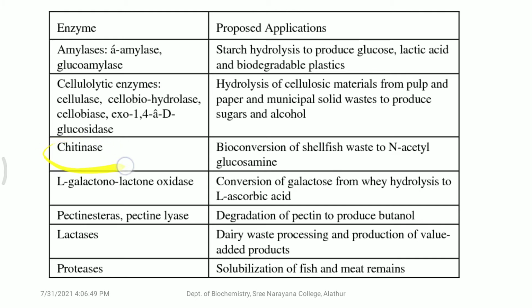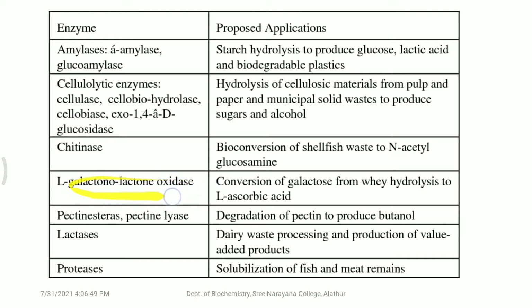Chitinase, an enzyme that can break down chitin, is used for the conversion of shellfish waste to N-acetyl glucosamine. You know, shellfishes are actually animals living in water. Their shells are made up of this polymer of N-acetyl glucosamine. It is called chitin. This N-acetyl glucosamine has very important industrial applications.